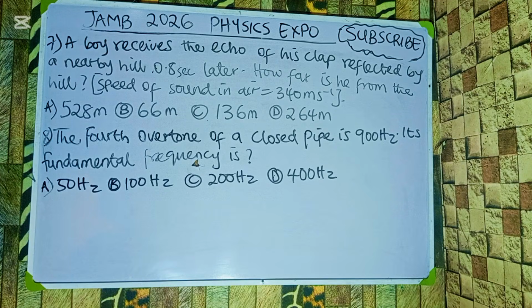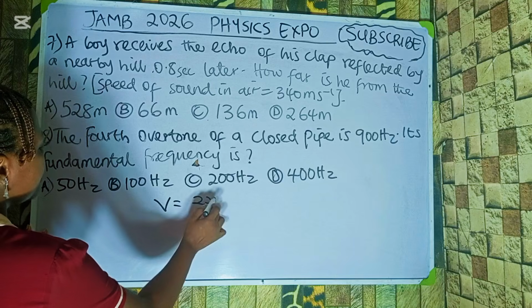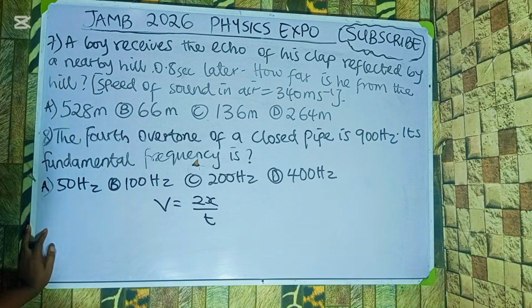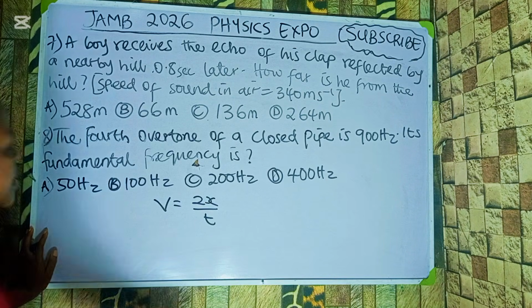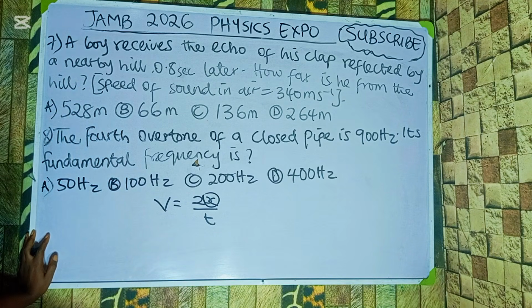Question 7. A boy receives the echo of his clap reflected by a nearby hill 0.8 seconds later. How far is he from the hill, given the speed of sound in air as 340 meters per second? Now you must understand that for echo, the velocity of sound is what? 2 times the distance over time. Now what are you looking for? The distance, which is x, right? You're given the speed of sound to be 340 meters per second.